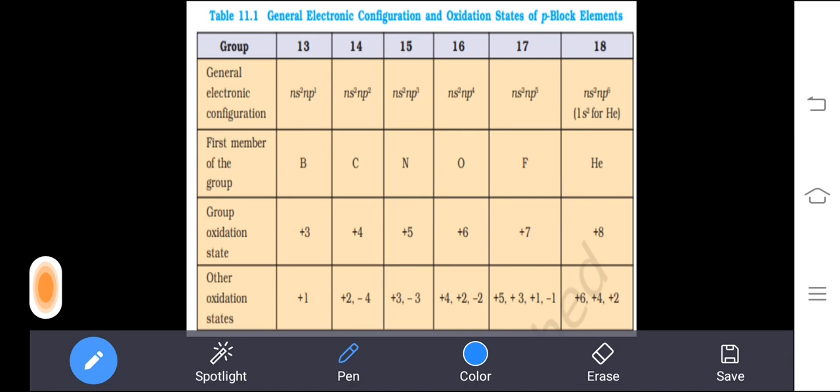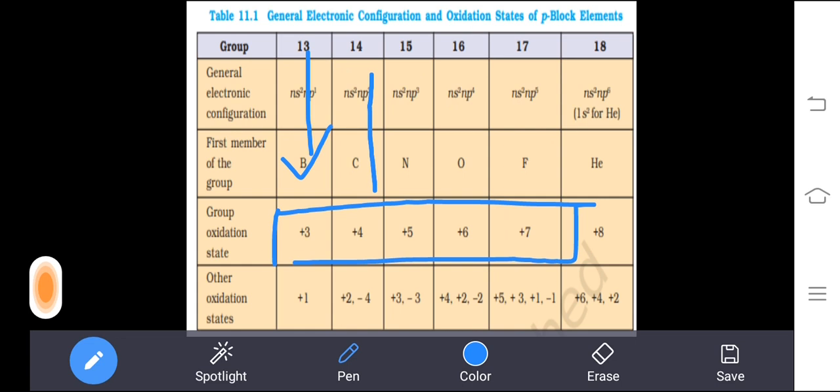So from this table we come to know the general electronic configuration for each group. The 13th group is ns2 np1, 14th ns2 np2, 15th ns2 np3, 16th ns2 np4, 17th ns2 np5, and ns2 np6. If you remember the 13th group, you need not remember all of this, because it is in increasing order: ns2 np1, np2, np3, np4, np5, but ns2 is common for all the elements in the P block. Then the first member you can remember by using the football player name Beknoff. And the group oxidation state you can remember by subtracting 10. By subtracting 10, you will get the group oxidation state.